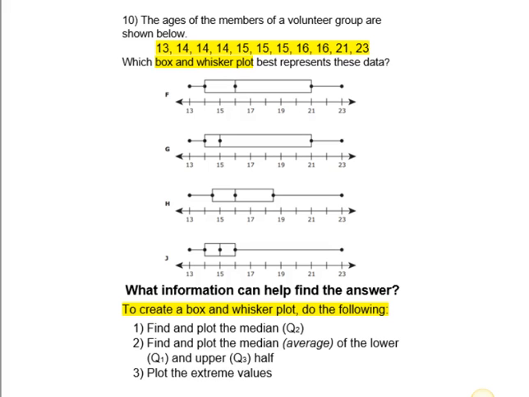What information can help us find the answer? Well, number 1, that we are looking to create a box and whisker plot, and also the ages of the members of the volunteer group. So in order to plot a box and whisker plot, you must, number 1, find and plot the median. Also, find and plot the median of the lower half, Q1, and the upper half. Then you plot the extreme values. Let's dig a little bit more into this.